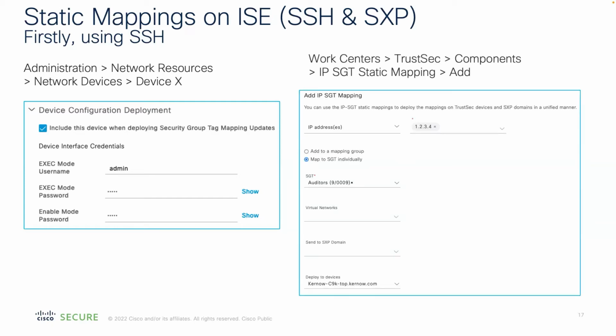So if we want to add a mapping, then we go to TrustSec components, IP SGT static mapping, and we add a new mapping, and we add the IP to SGT, and then we choose a particular device. Now you can have groups of devices, but when you do this and you deploy this change, it will use SSH, log on to the device, and configure the mapping for you.